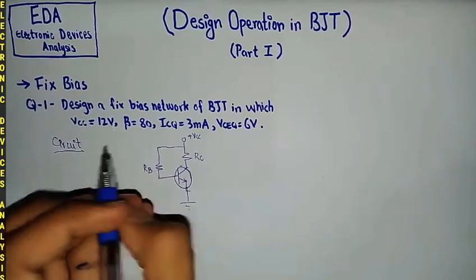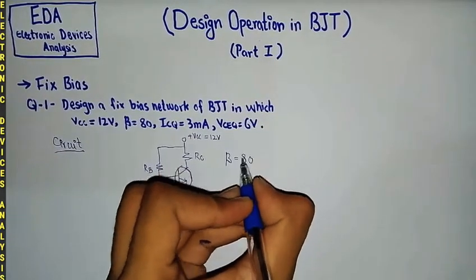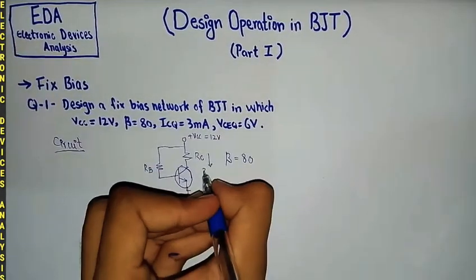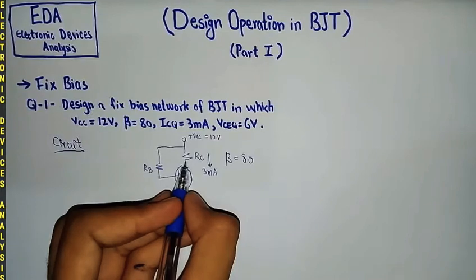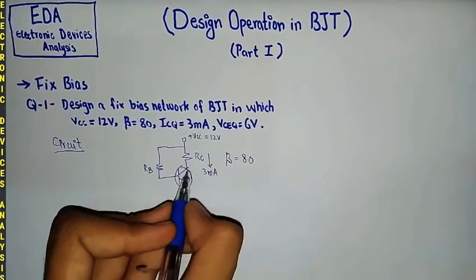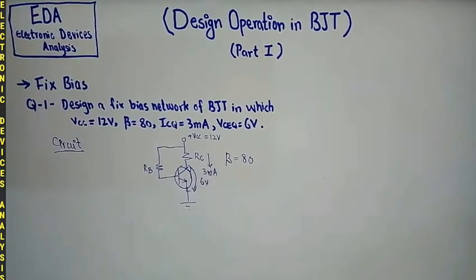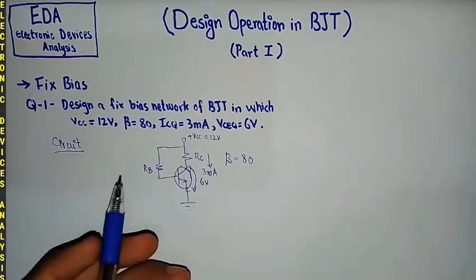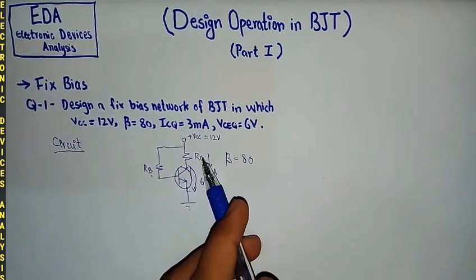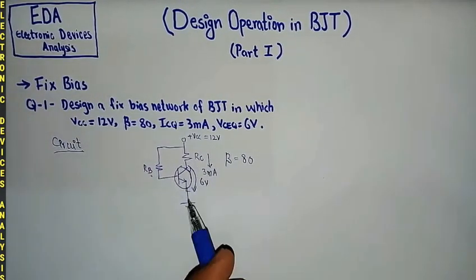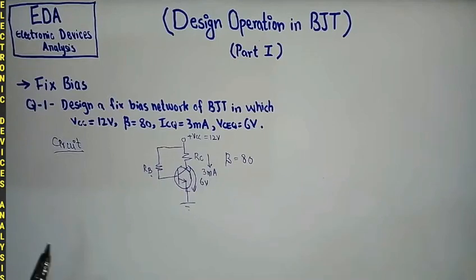So VCC is equal to 12 volts, beta is 80, ICQ, the current flowing through this branch, is 3 milliamps, and VCEQ is 6 volts. This is the collector junction, this is the emitter junction. So the collector-emitter voltage is given as 6 volts, and you have to find the remaining parameters. The remaining parameters are RC and RB, the voltage on RB and the voltage on RC, and nothing more, because VE is equal to 0 as this is grounded. So guys, first of all we will find the value of RC.